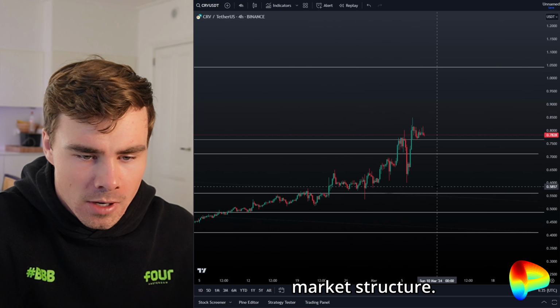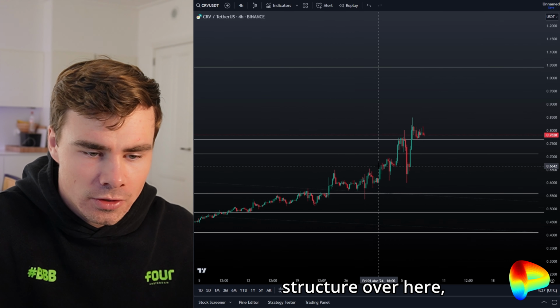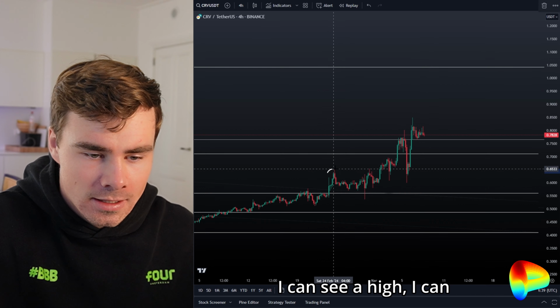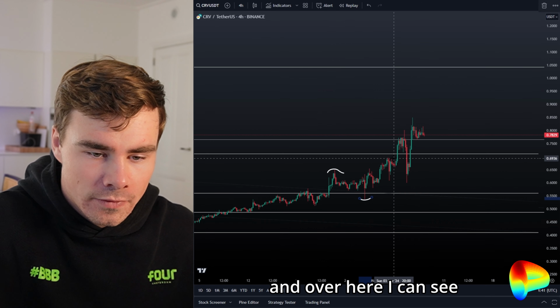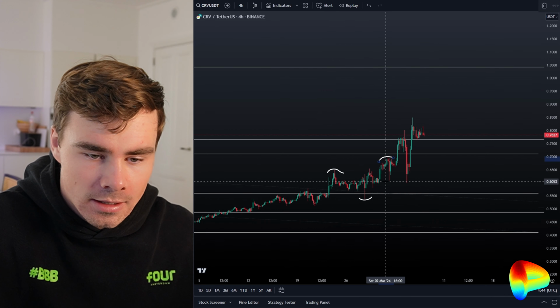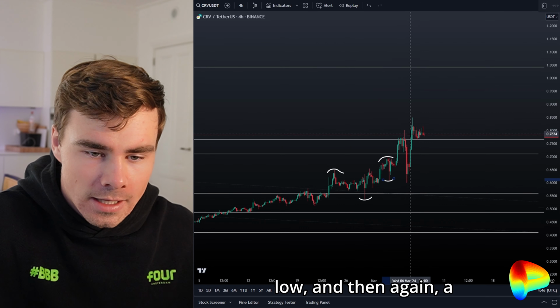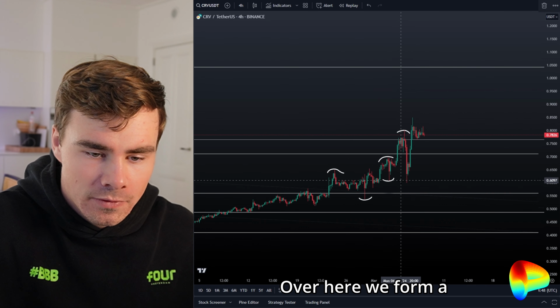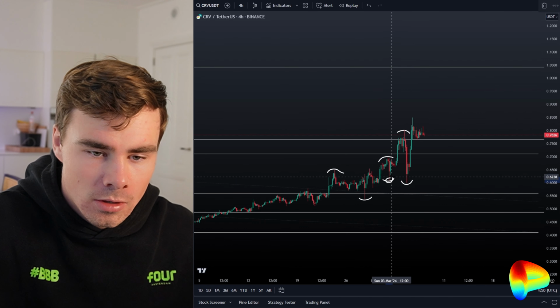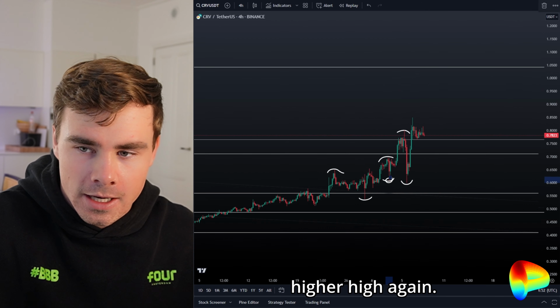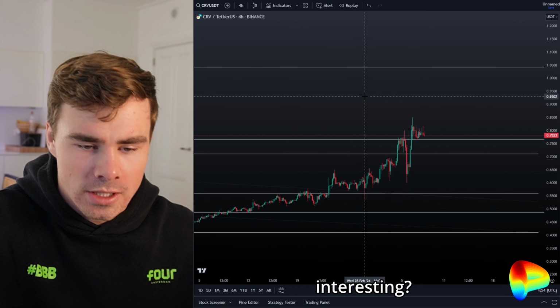First we have to determine the market structure. And when I look at this market structure over here, I can see a high, I can see a higher low. Then over here I can see a higher high. After we form a higher low, and then again a higher high. Over here we form a lower low compared to this low, and then we form a higher high again. Now why is this also interesting?